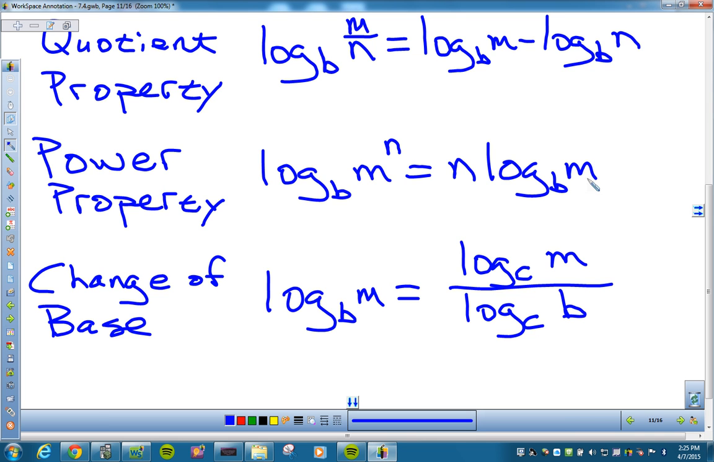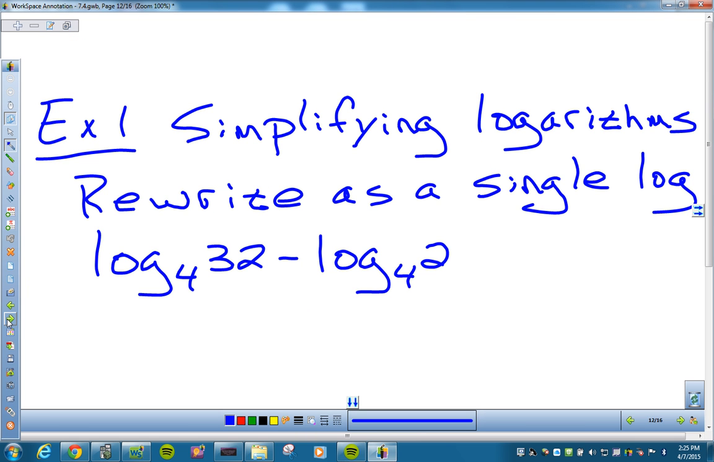And then change of base we're going to do on Thursday for you guys, but just so you have it down already. C is going to be 10 in that formula. It's going to be log base 10 because then you can use your calculator. Remember, the log button on your calculator is always log base 10.